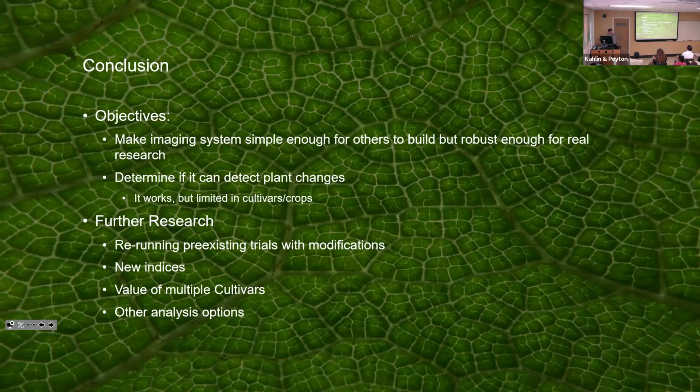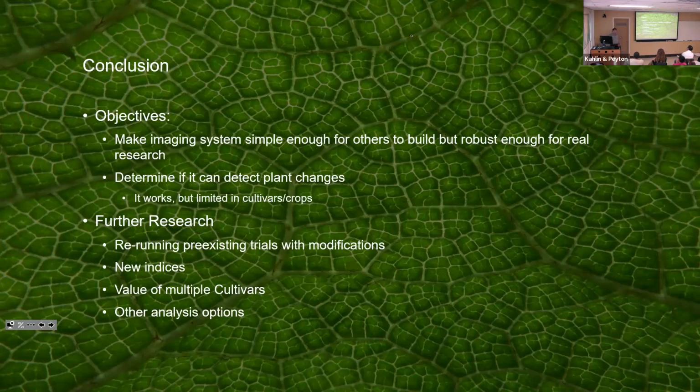So the responses that we picked up were a little bit limited in regards to the cultivars and the cultivar responses being dependent on the stimuli that we imposed. But this opens up a lot of options for further research, where we can either rerun these trials and we can ramp up some of the treatments to more extremes if we get the same results or different. There's the ability to add more indices.